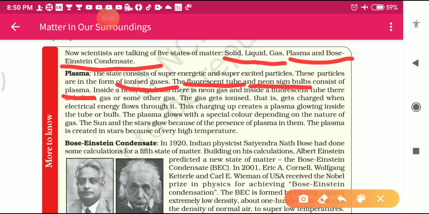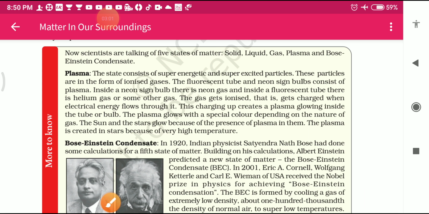Now for plasma you need positive and negative ions. Let's see here. Inside a neon sign bulb, neon gas is present. Which gas is present here? Neon gas. The atomic number of neon is 10. Neon is actually one kind of element, its atomic number is 10, and the symbol of neon is Ne.